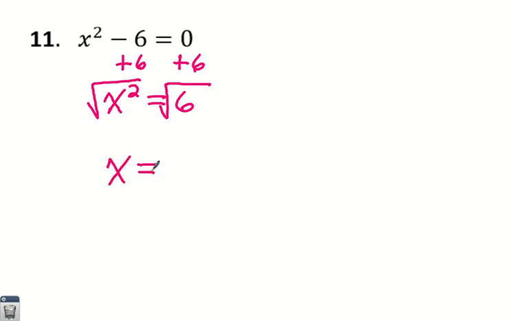What's the square root of 6? Well, that's not clean, and we can't even simplify it. So we're just going to leave it as the square root of 6. Remember, that's exact. We don't want to estimate with a decimal. But just don't forget that when you're doing this square root of both sides thing, that you have a plus or minus answer.